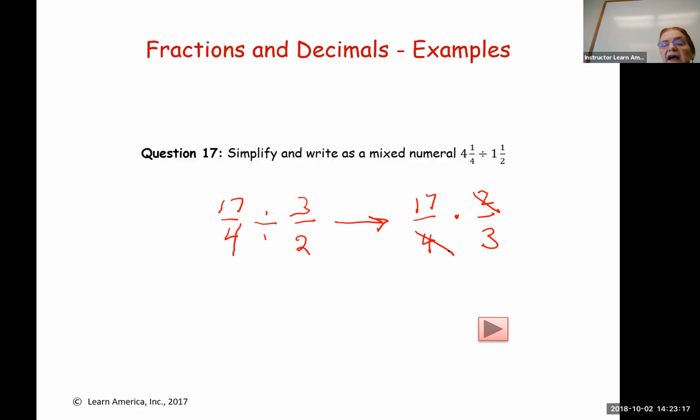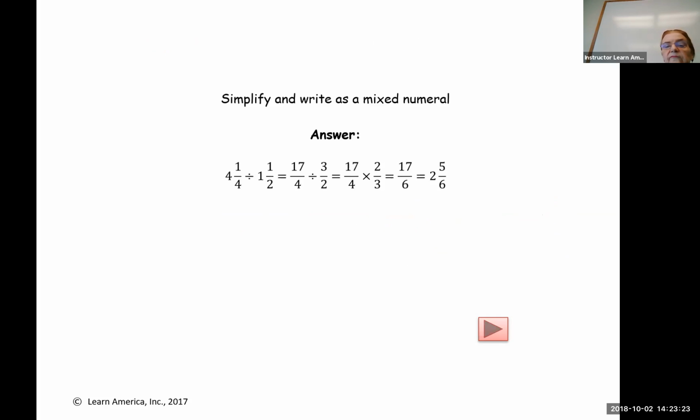Now the 2 can divide into the 4, and so we're going to wind up with 17 over 6. And again, as far as I'm concerned, 17 over 6 is a perfectly good answer, but if for some reason you need it in mixed form, you divide the 6 into the 17, which will give you 2 because you have 12. 6 into 17 goes into 12, and you have 5 left over. So 2 and 5/6.